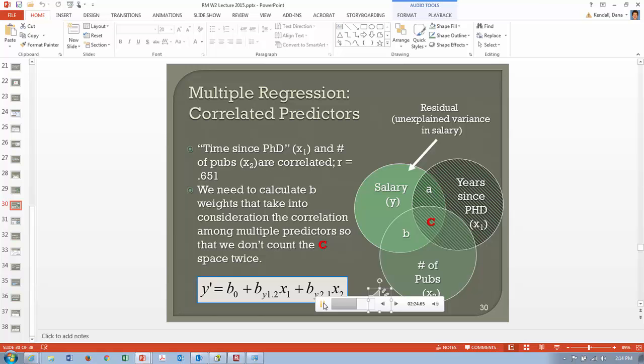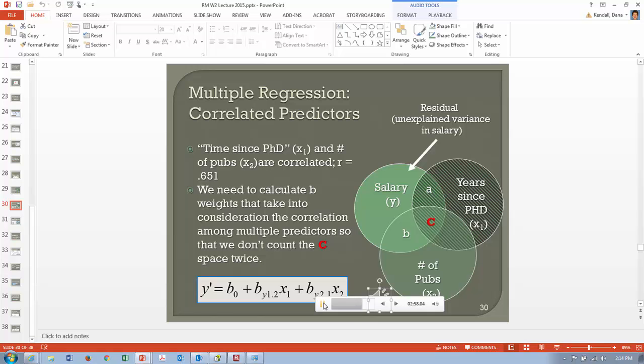We have the B weight, B Y1.2, and that just means this is the slope, the expected change in the DV when we increase predictor 1 by 1 unit, in this case years since PhD. So for each year after PhD, what do we expect the change to be in salary, accounting for the number of publications? That's the cool part: these B weights account for the other predictor being in the model.